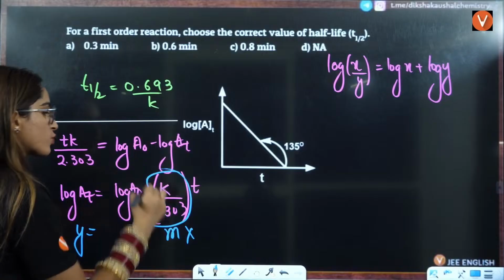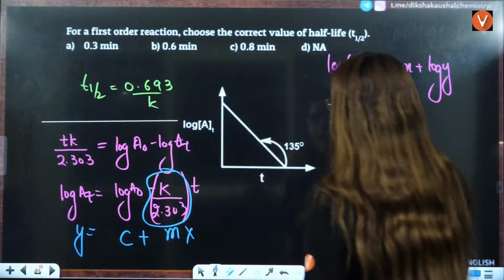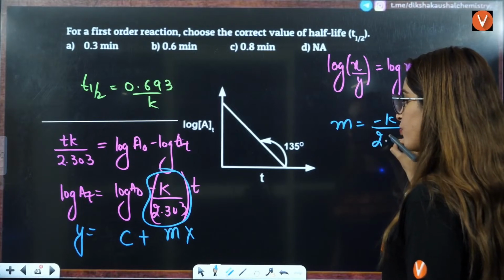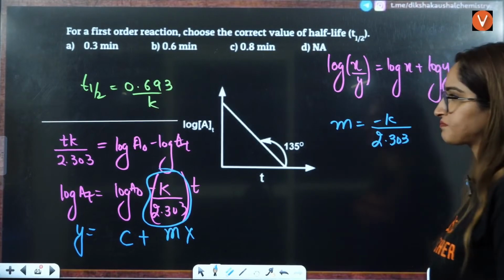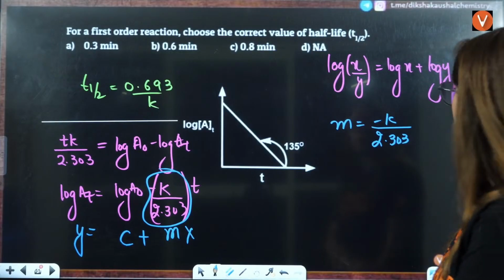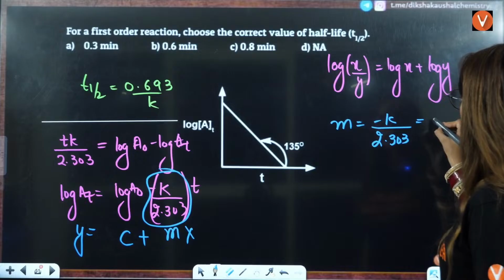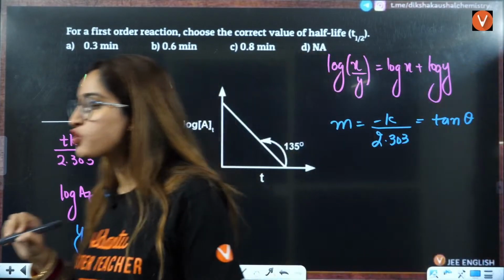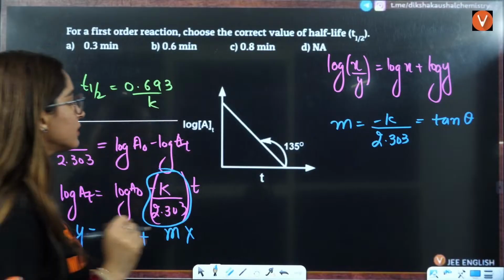So slope is going to be this. That means m value, slope, is going to be minus k by 2.303, right? Okay, that is t here. That is equal to tan of theta, right? We know that slope is equal to tan of theta.